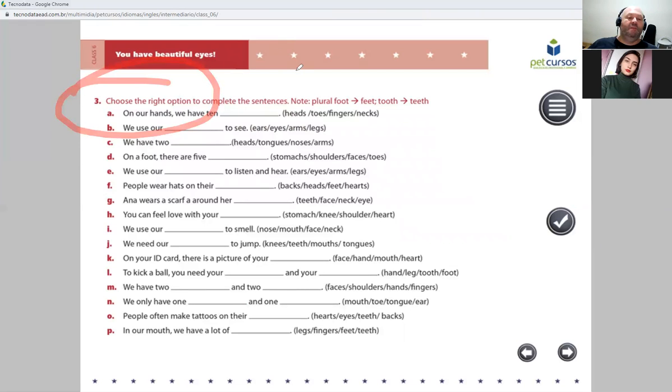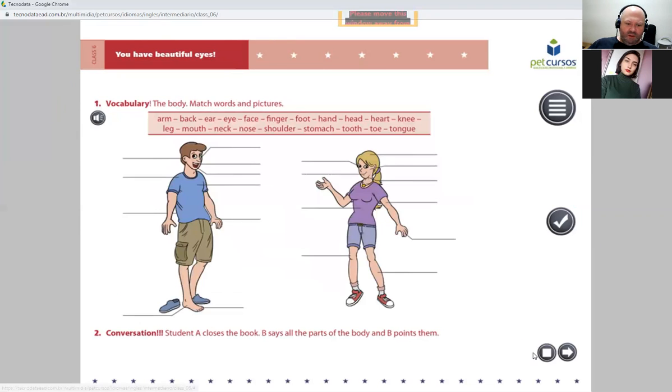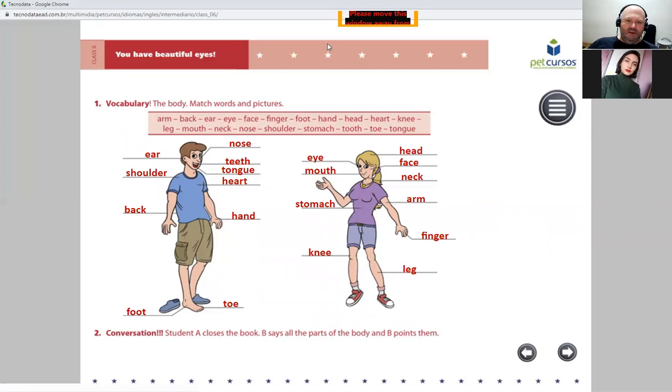Exercise 3. Can you read the instructions for us, Natalie, please? No meu tá 2. Ah, é verdade, mas é 2, né? Porque aqui foi o 1. In conversation about the body. The body parts. We can have a conversation about the body parts first. Yes, sorry.